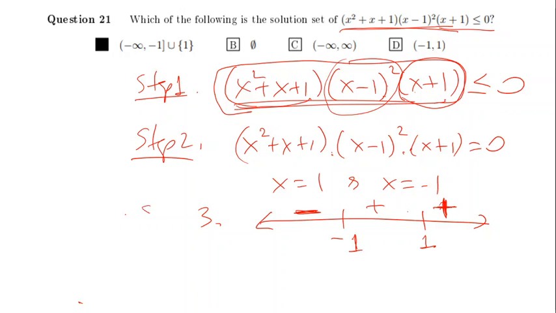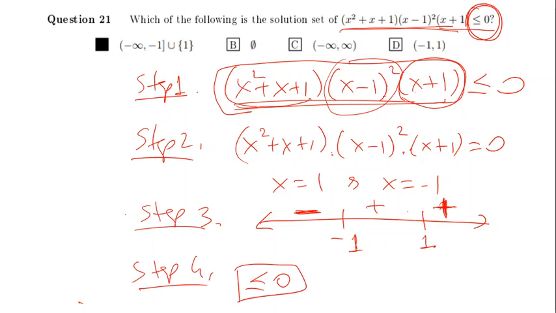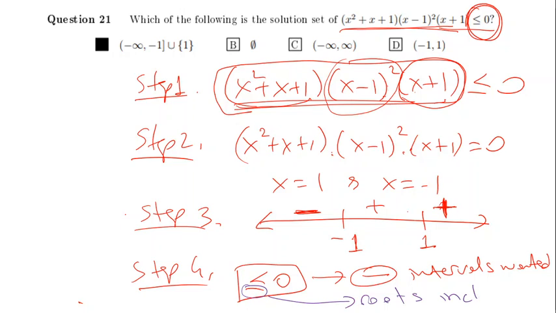So we have completed step 3, and the next thing we have to look at is the inequality sign. So we want the negative intervals, and also the roots, because of this, roots included. So where is this negative? It's here, and -1 is included, but it says all roots are included because this is a polynomial.